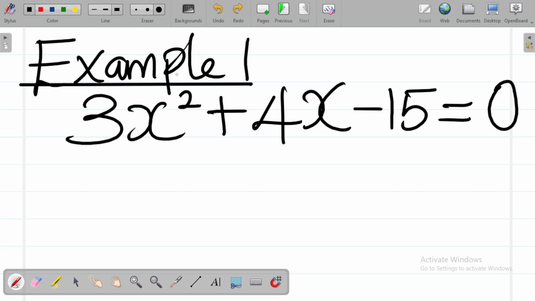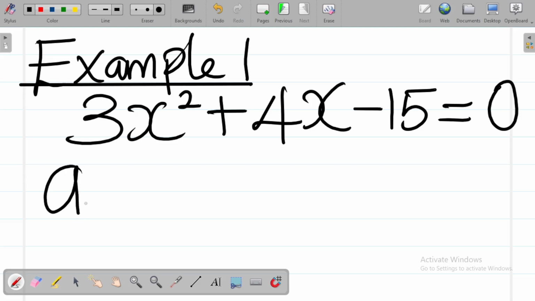Alright, example 1. We have that 3x squared plus 4x minus 15 is equal to 0. And we are asked to find the sum and the product of the roots of this quadratic equation. Our first task here is to identify coefficients.